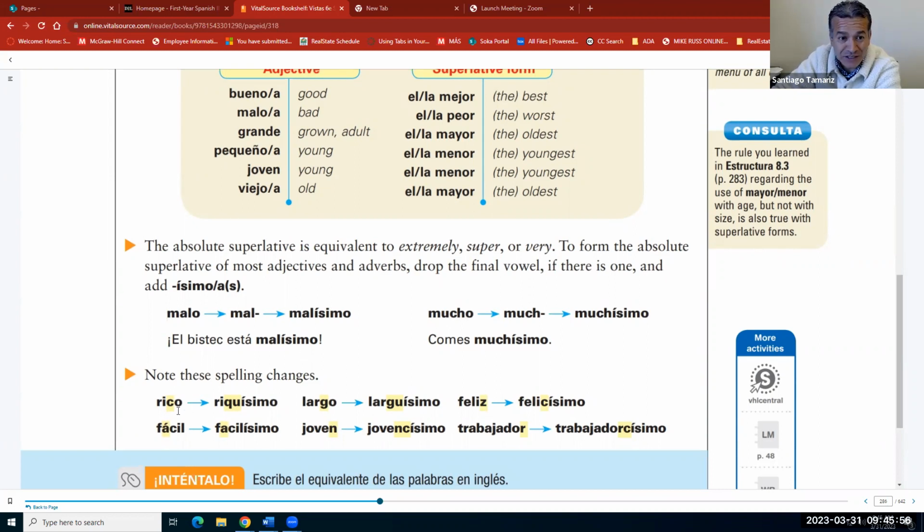Rico, which means delicious, you drop the O, and because of the phonetics, we need to change and use QU. Riquísimo. Bien, riquísimo with QU. Fácil, facilísimo. Largo, larguísimo, with GU. Joven, jovencísimo. Feliz, felicísimo. Trabajador, trabajadorcísimo. We don't use these expressions too often, but people do it.